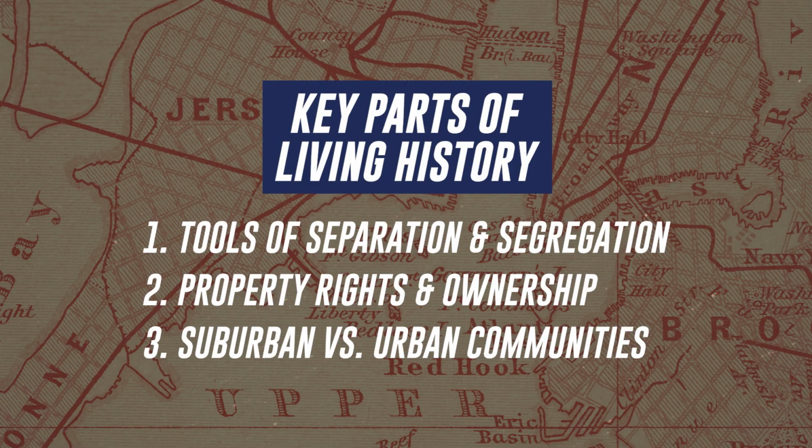First, we will talk about the tools, how real estate and public policy and laws were used together as tools to separate and to segregate. Secondly, we're going to talk about property rights and ownership and how laws were actually used to impact what you could own and where you could own it. And then third, we're going to talk about suburban communities versus urban communities. Why are they different and why do they look the way they do today?